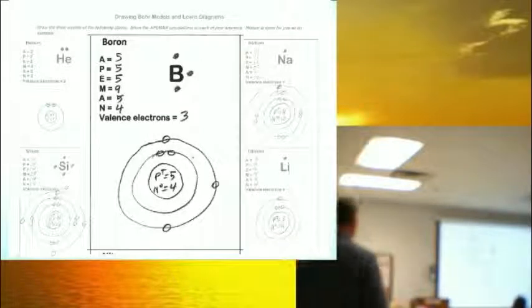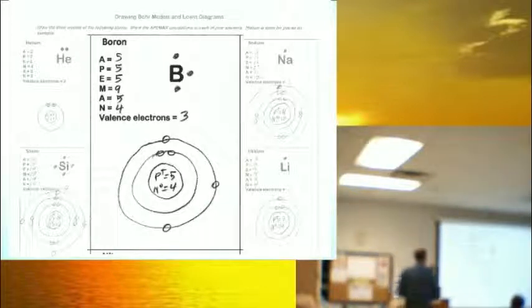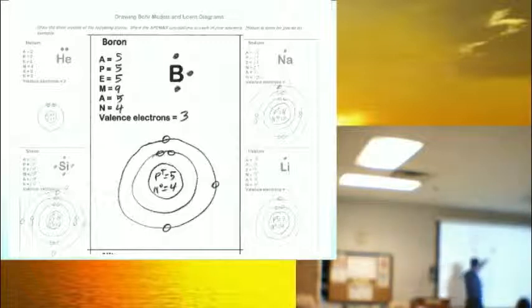So here was the first one, boron. The Bohr model for boron was 5 protons, 5 neutrons. It has 3 valence electrons. Therefore, the Lewis dot diagram should look like this. If you didn't do it, where's yours?